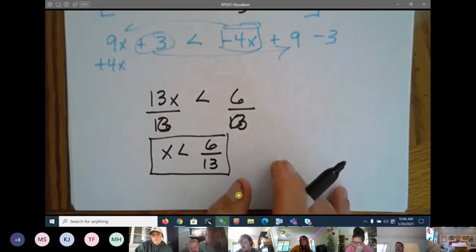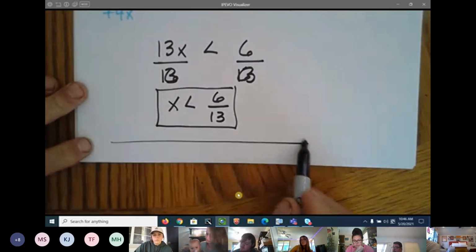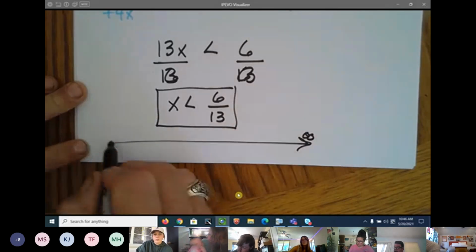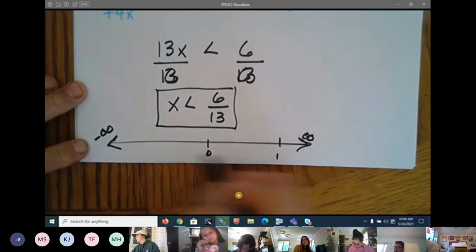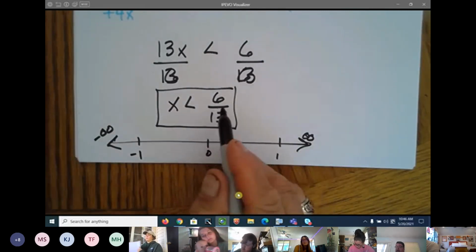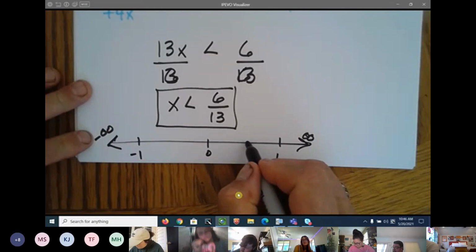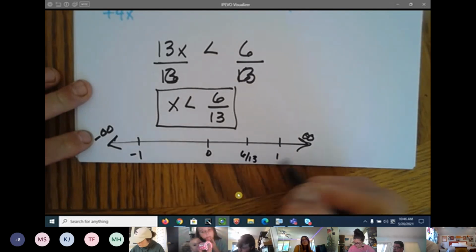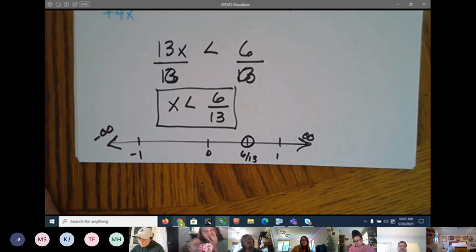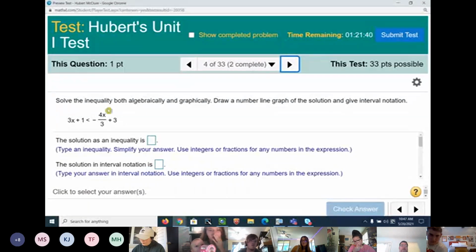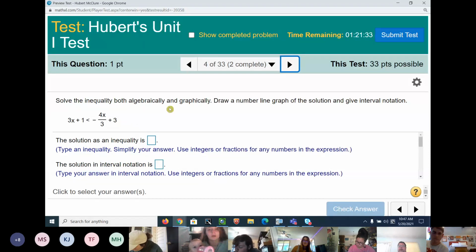Remember what I told you. Always graph it. This is positive infinity arrowhead. This is negative infinity arrowhead. 0, 1, negative 1. This is about 1/2, so I'm going to put 6/13 right about here. Put an open circle. What numbers are less than, wait a minute, let me go back to the question, see if it says integers. Okay, I don't see anything that says integers. Okay, so it means all numbers.